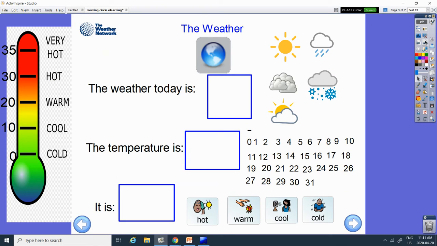The weather today. So today it is going to be rainy. Which picture shows rainy? Can you point? There it is. And it's supposed to be 4 degrees. Let's count to 4. 1, 2, 3, 4. There's 4. And 4, we can see it's in between cool and cold. So not quite cold. We're going to put it in cool.